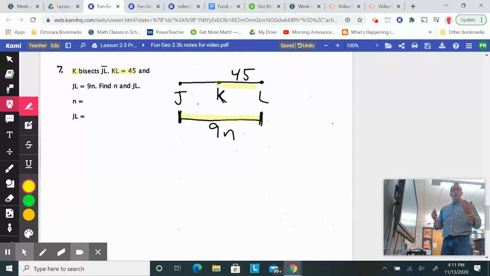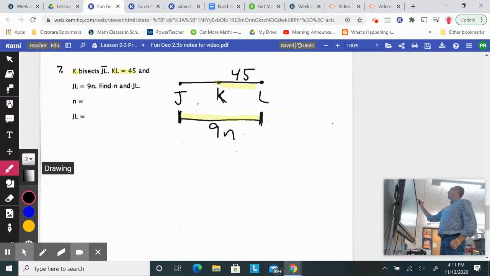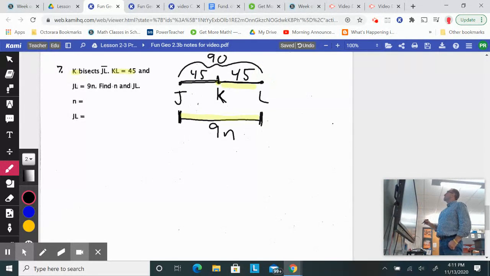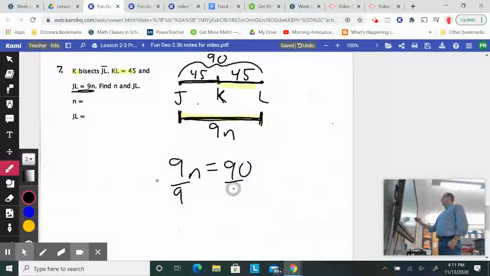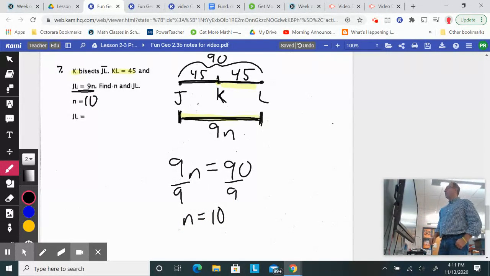How do we do that? Well, the key is K bisects JL. And that means that J to K is the same distance as K to L. That has to be 45. So together, that makes 90. And we know that that distance is the same as this distance here, which is J to L. So 9n equals 90. Divide by 9, you can probably do that in your head. N has to equal 10. So you found n is 10. Now we're going to find J to L. Well, we already found that. J to L was 90.